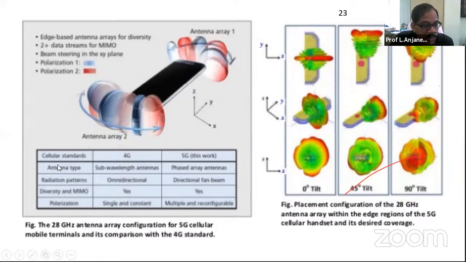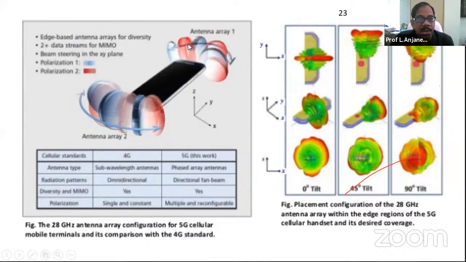Okay, so therefore, as you see from this table, array configuration details are there. 28 gigahertz antenna array configuration for 5G cellular, and its comparison with the 4G standard. As you see from this table, 4G is a sub-wavelength antenna type, but for 5G, it is actually a phased array antenna that we have to design, which is integrated into the mobile phone. Similarly, the radiation pattern is generally omnidirectional in 4G, but for 5G it should be a directional fan beam.